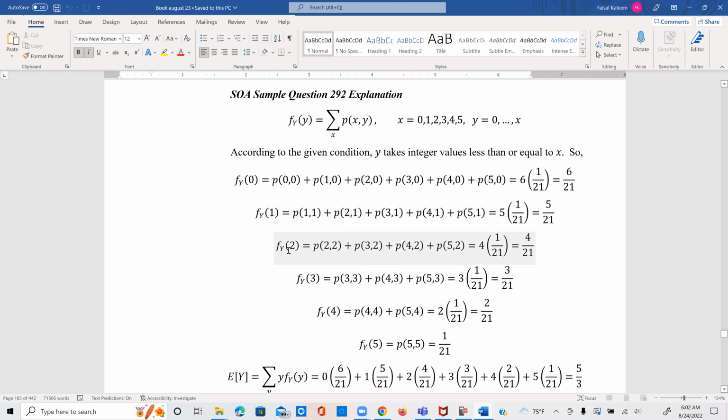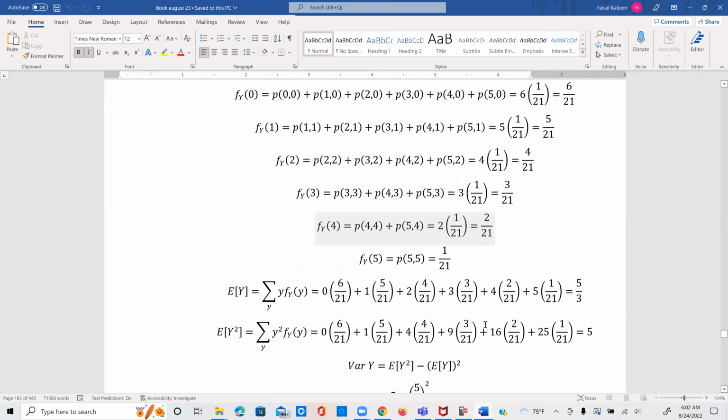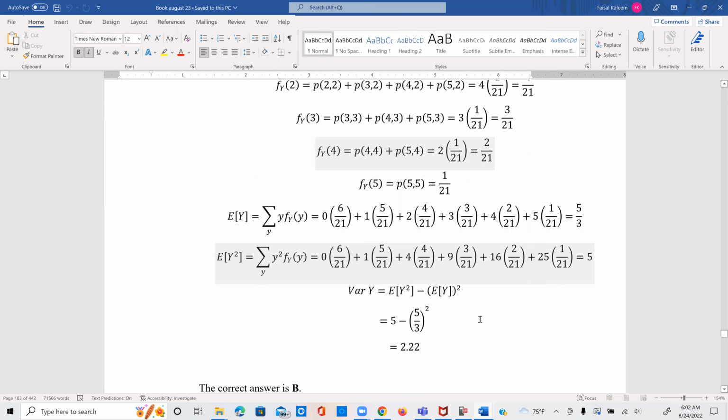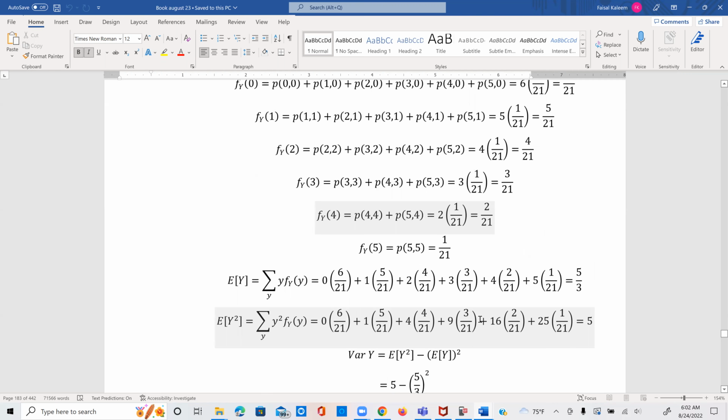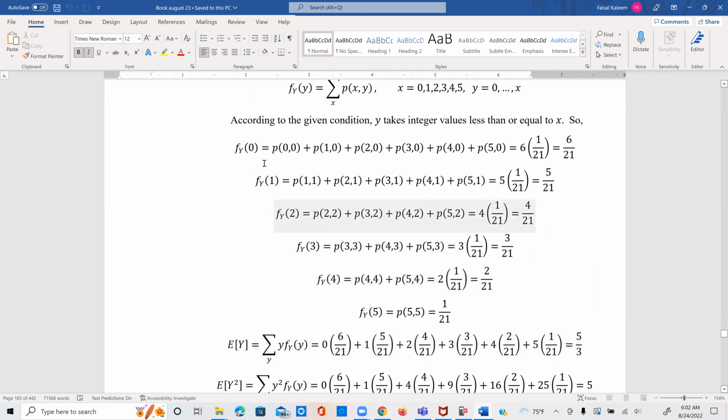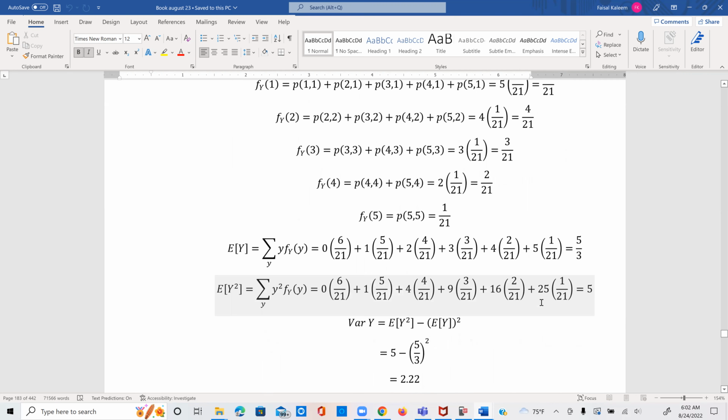Similarly, fy at 2 would sum to 4 over 21, fy at 3 is 3 over 21, fy at 4 is 2 over 21, and fy at 5 is 1 over 21. And now E of y would be the summation of y times fy, and that comes out to be 0 times 6 over 21 plus 1 times 5 over 21, and so on, which ends up being 5/3.